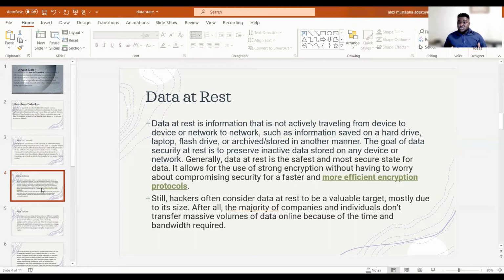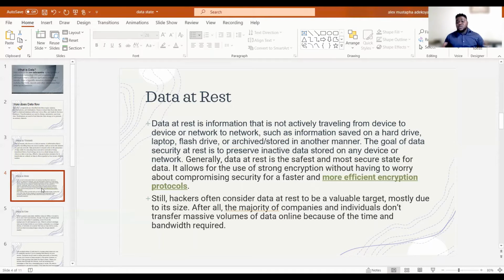Meaning that data at rest is a kind of information you store on your flash drive, you can burn it on a CD, you can save it on a hard disk, or even save it on your PC. Basically, these are data that are not being transmitted, just sitting in a safe place, and it's only being accessed by authorized persons. Meaning, if your data is saved in your flash drive or your hard disk, no outsider can have access to it. Only you or whoever is close to you that has access to the flash drive or the hard disk can make use of the data at rest.